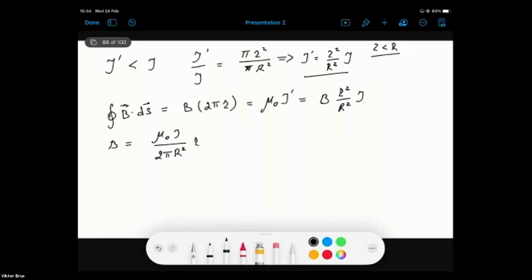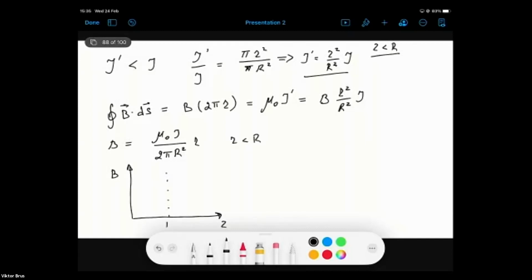And this is valid when r is smaller than capital R. So now, in terms of analysis of our results for two different conditions, it's nice to have some visual representation. Let's say it will be magnetic field versus distance from the wire. Here this distance r is the distance from the center of the wire.